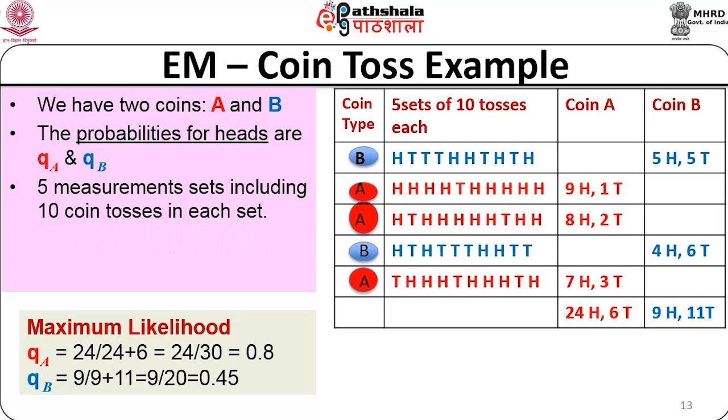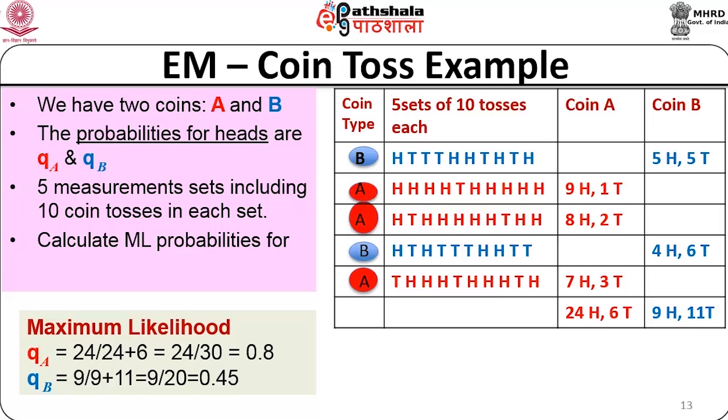So, 5 measurement sets, including the 10 tosses of each set, are given, and we want to calculate the maximum likelihood probabilities. Now, please note, we know which coin is tossed first, which coin is tossed second, which coin is tossed third. Every time we get the values of the heads and tails for each of the sets, we know whether it is blue or red. That is why this is a simpler problem. So, how do we calculate the maximum likelihood? What we do is we first have the blue.